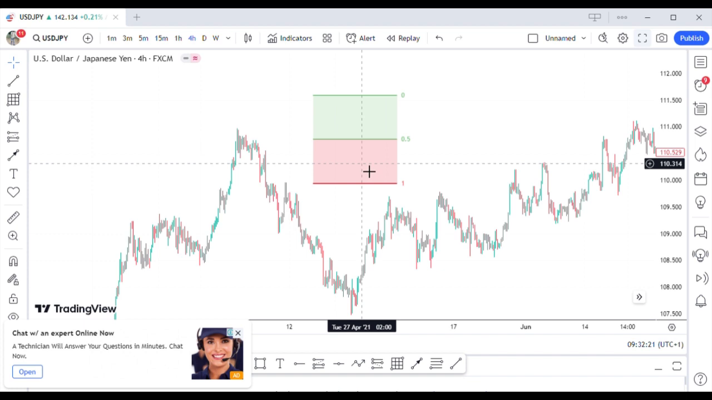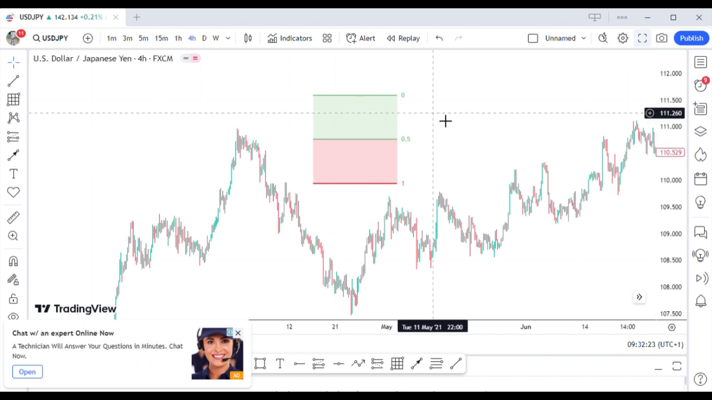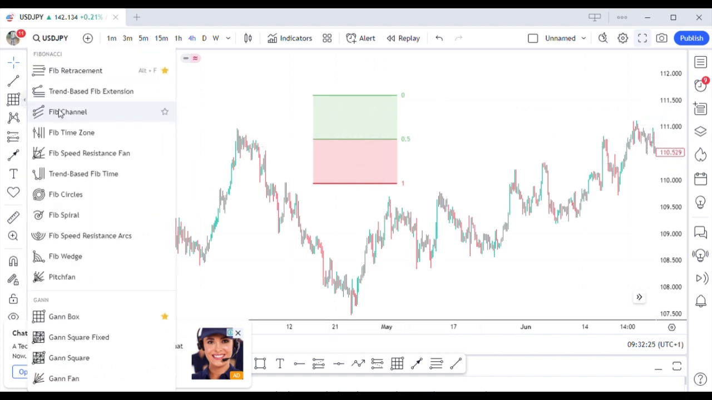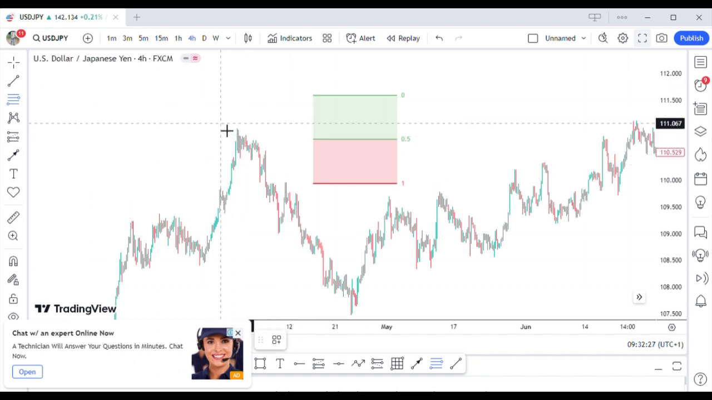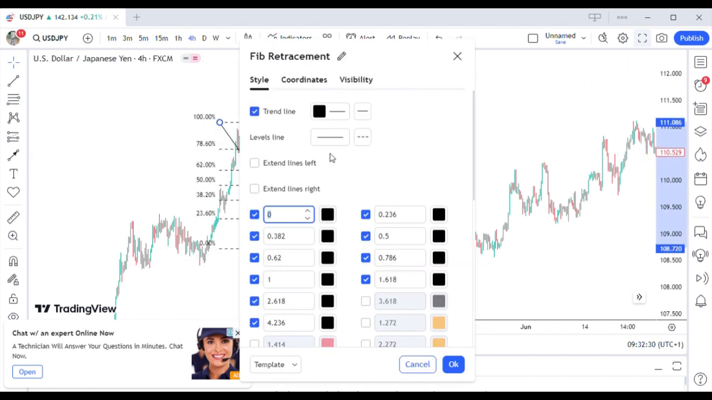So that's how to know the reorder block. Also, if you click on Fibonacci retracement, and if you want to see how I set mine, you can see it here.